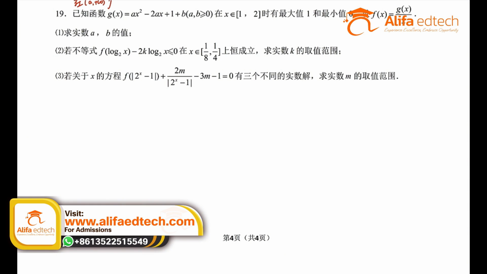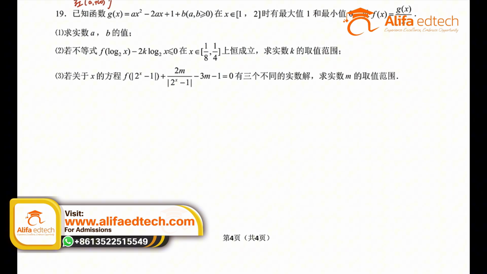Okay, there is a function, a quadratic function, g(x) = ax squared minus 2ax plus 1 plus b, where a and b are both greater than or equal to 0. On the interval from 1 to 2, it has a maximum value of 1 and a minimum value of 0. Now let f(x) be equal to g(x) over x. Now we need to find the values of the real numbers a and b.